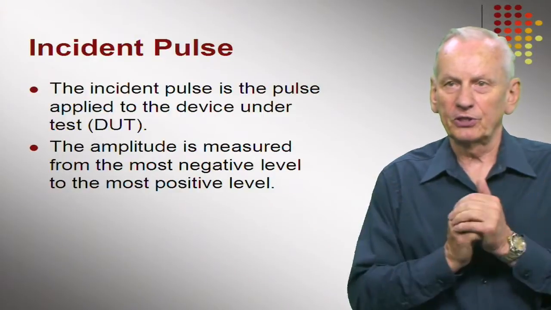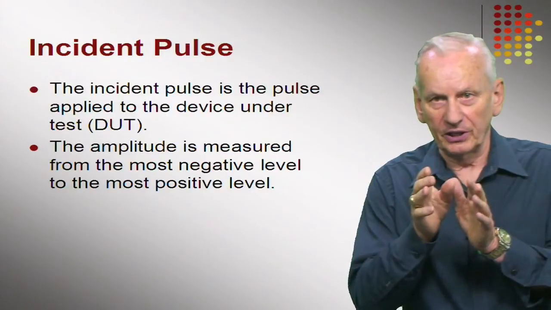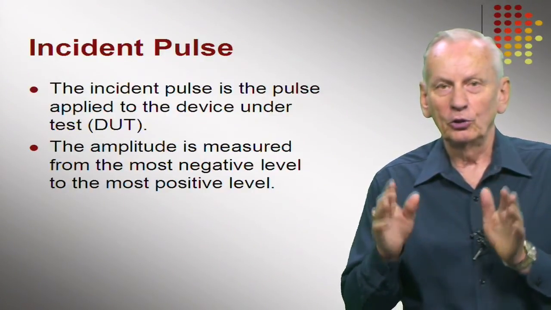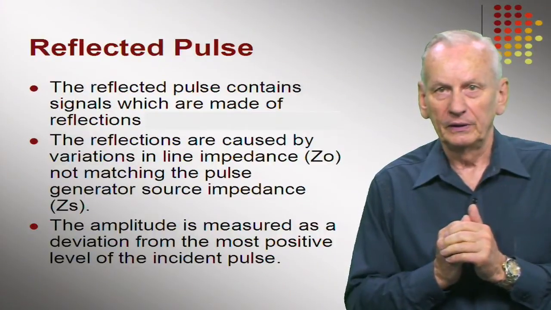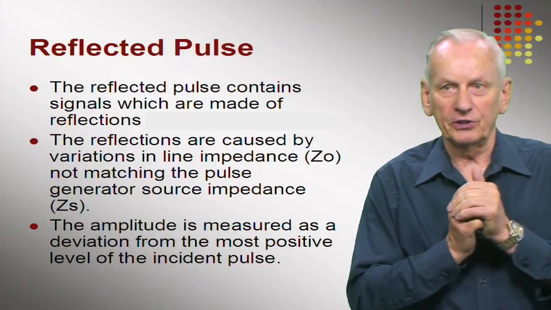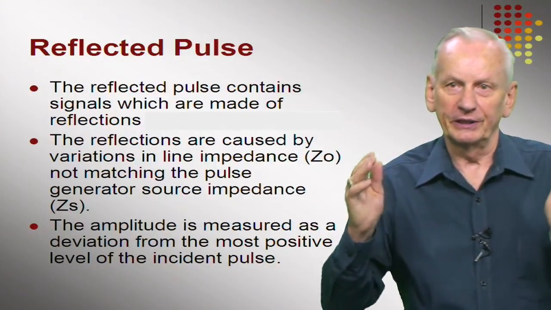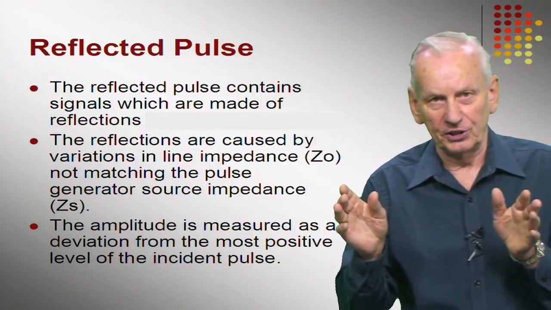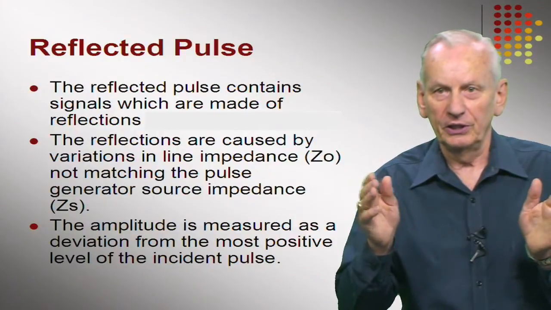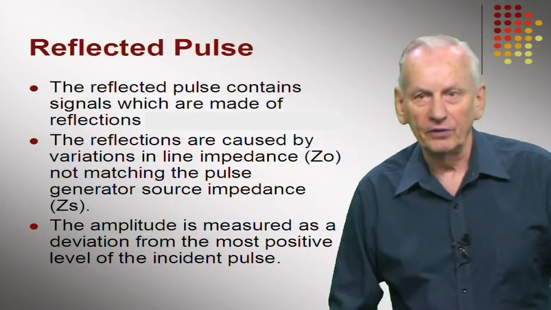Now the incident pulse, what they use in TDR work, is the pulse applied to the device under test. And the amplitude is always measured from the most negative level to the most positive level. Now the reflected pulse contains signals which are made of reflections. And these are caused by variations in line impedance, they call it ZO, not matching the pulse generator source impedance, ZS, and the amplitude is always measured from the most positive level of the incident pulse.